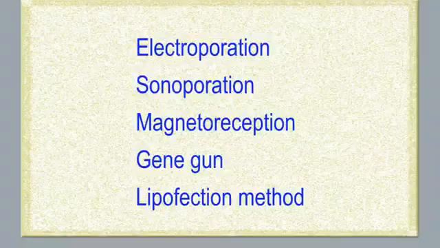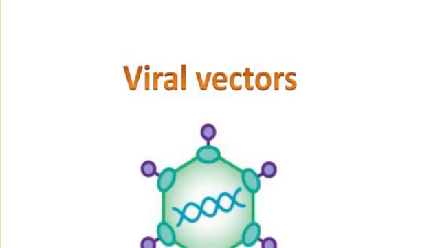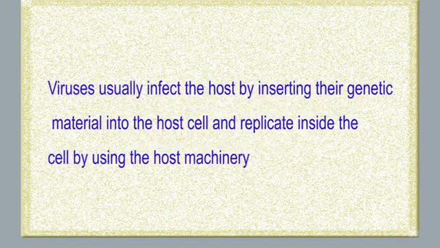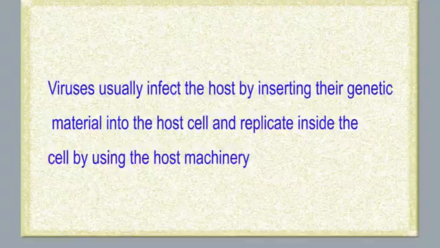The viral vectors are used by inserting the gene of interest into the genetic material of the virus, which is genetically altered. The therapeutic genes replace the disease causing genes. Viruses usually infect the host by inserting their genetic material into the host cell and replicate inside the cell by using the host machinery. Scientists use this strategy to deliver the therapeutic gene by altering the viral genome.